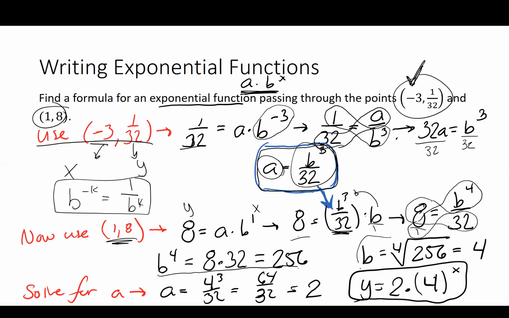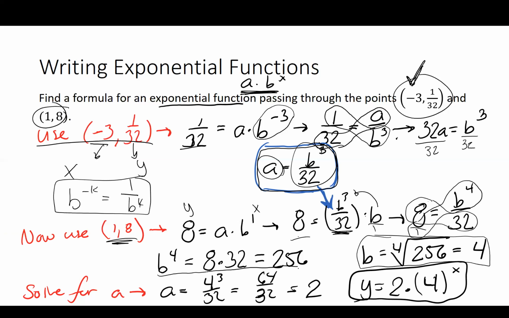So now I'm going to take the 4th root of b. And again, since I took a 4th root, it's technically a plus or minus 4. But since we're in pre-calc 1 and not calc 2, we don't worry about the negative. And we end up with b is equal to 4.